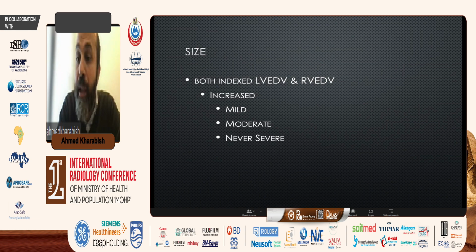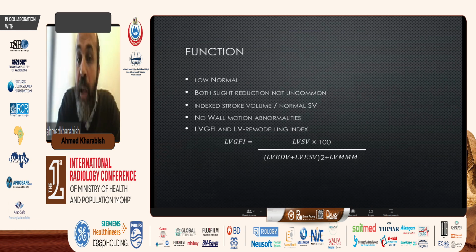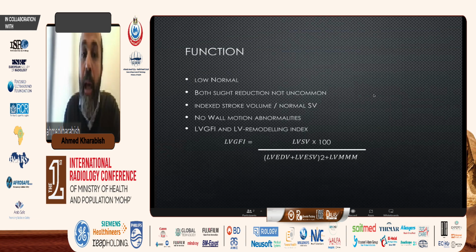Mild to moderate dilatation in endurance sports is accepted, but in strength or static sports it might be suspicious for an underlying pathology. Function: a low normal or mildly reduced right ventricular systolic function is also accepted in both types of sports, but in all cases we will see a normal stroke volume and no wall motion abnormality. So it's accepted to see a low normal or mildly reduced function, but it's not accepted to see an abnormal or very low stroke volume or wall motion abnormalities.